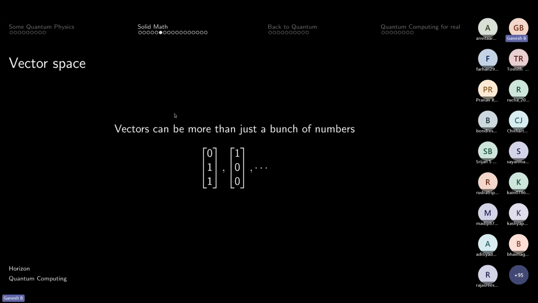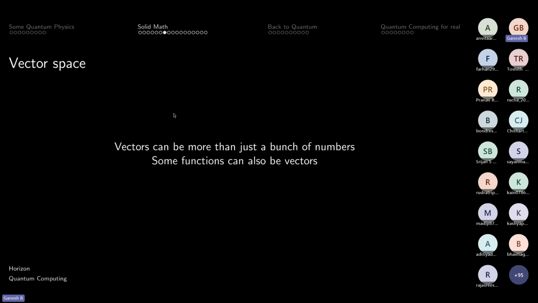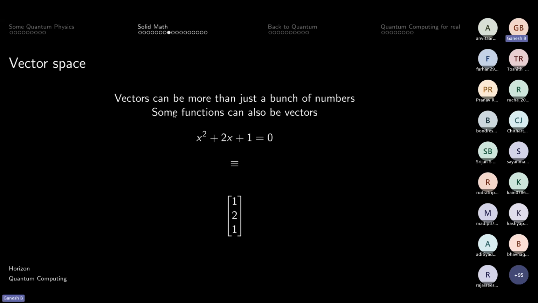Till now, most of us think of vectors as just pointy arrows in 3D space or in some R to the N space. But it can be more than just a bunch of numbers. Some functions can also be vectors. What do I mean by that? Let's take this simple polynomial, x square plus 2x plus 1. You can represent this as a vector by simply denoting it as 1, 2, 1.